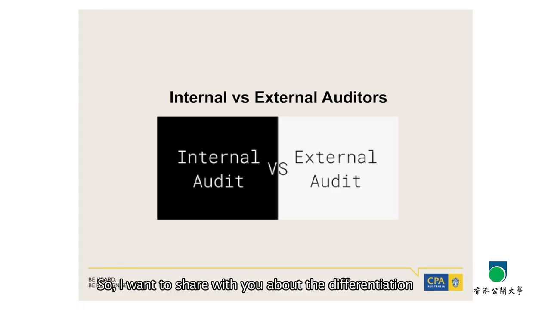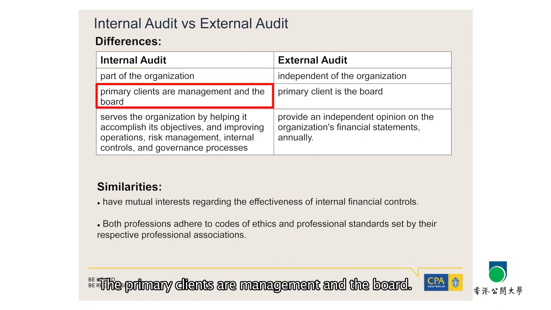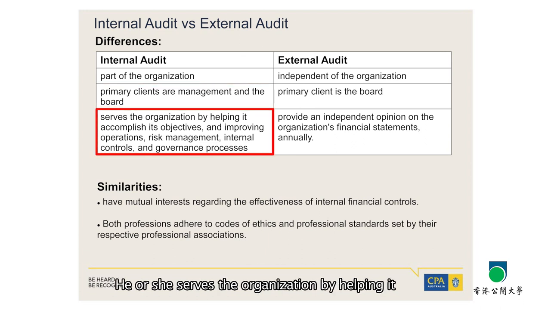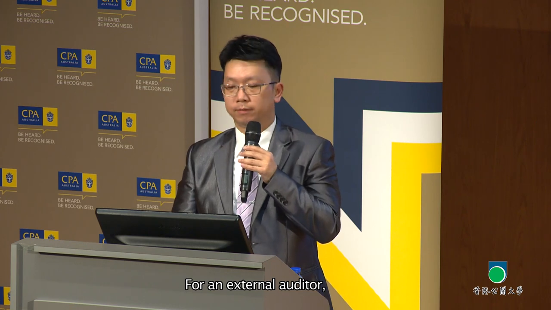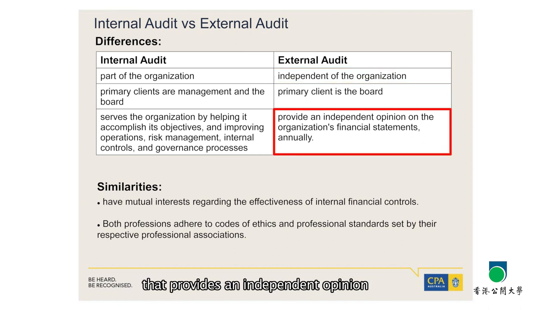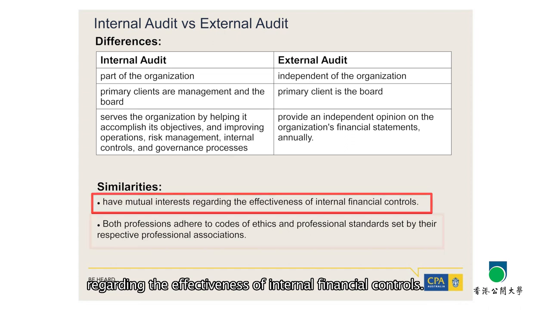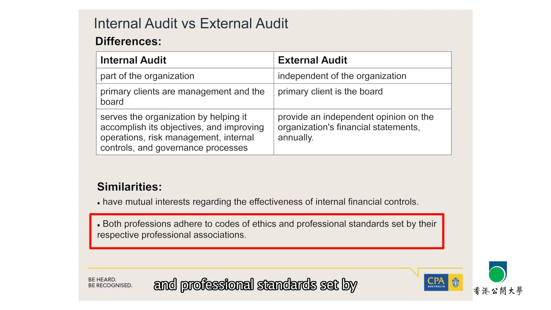So I want to share with you about the differentiation between internal and external auditors. Here are some differences. An internal auditor is part of the organization. The primary clients are management and the board. He or she serves the organization by helping accomplish the company objectives and improving operations, risk management, internal control, and governance processes. An external auditor is independent of the organization. Their primary client is the management board, and they provide an independent opinion on the organization's financial statements annually. The similarities are that they have a mutual interest regarding the effectiveness of internal financial controls. Both professions adhere to codes of ethics and professional standards set by their respective professional associations, such as CPA Australia.